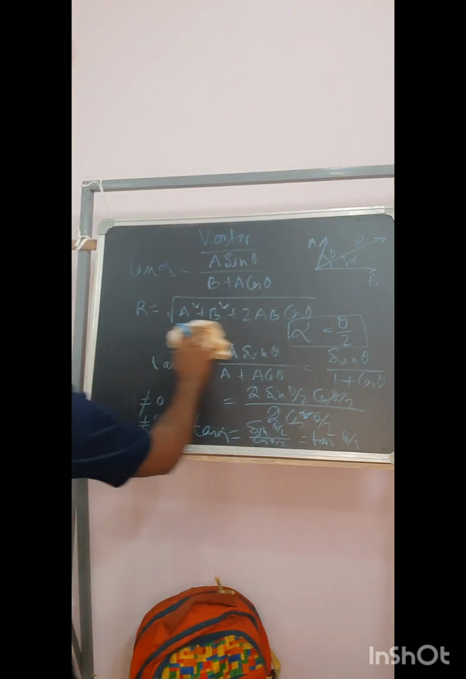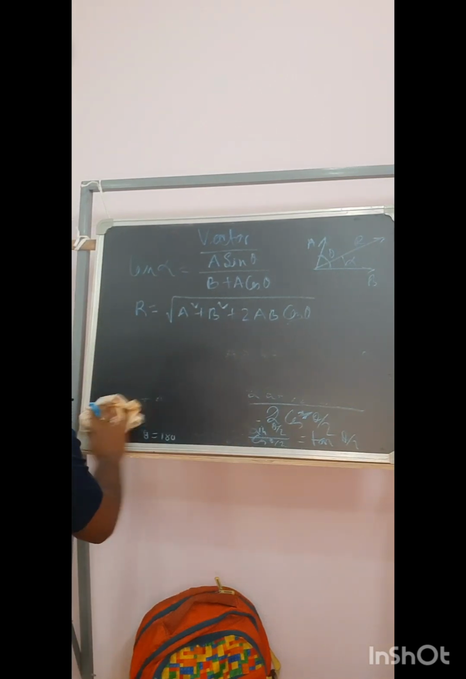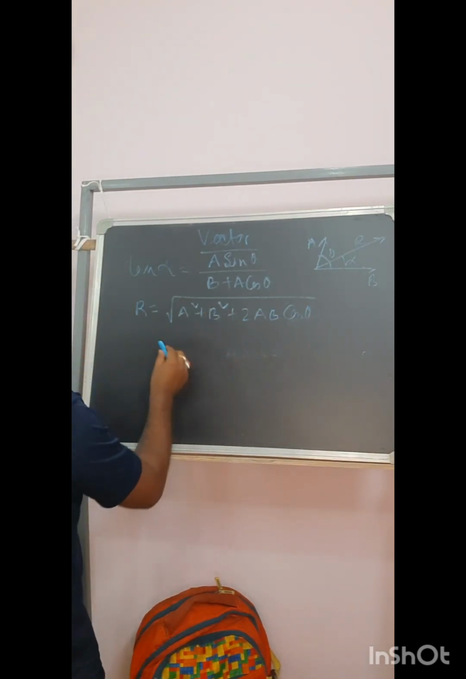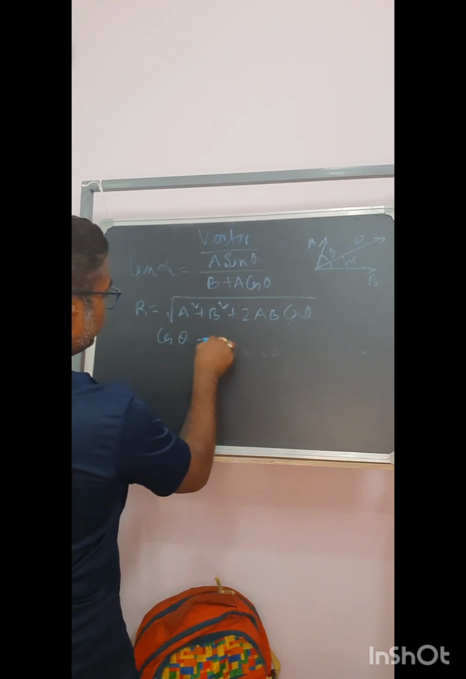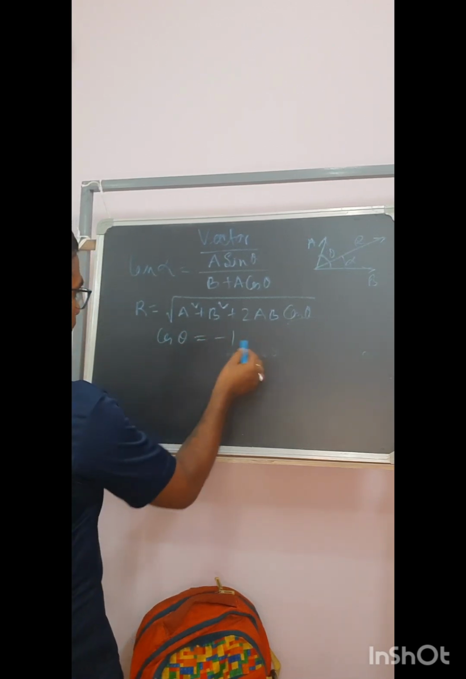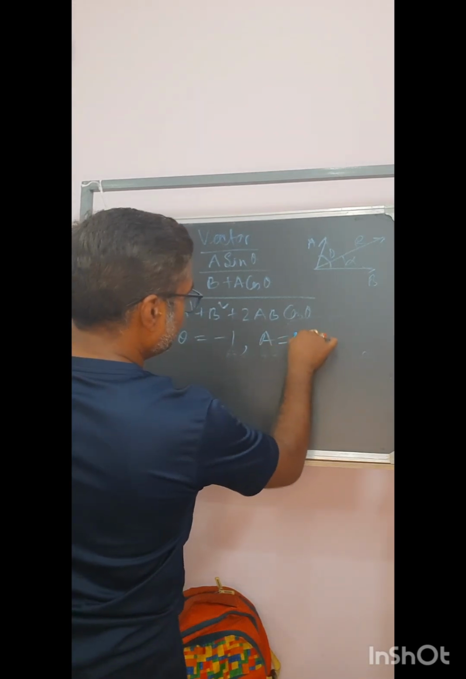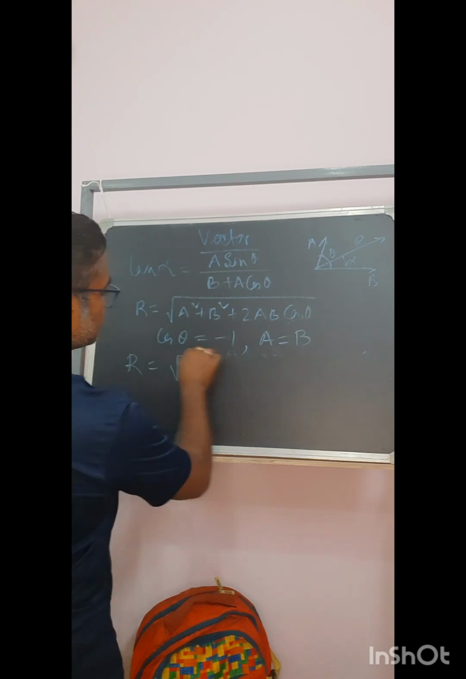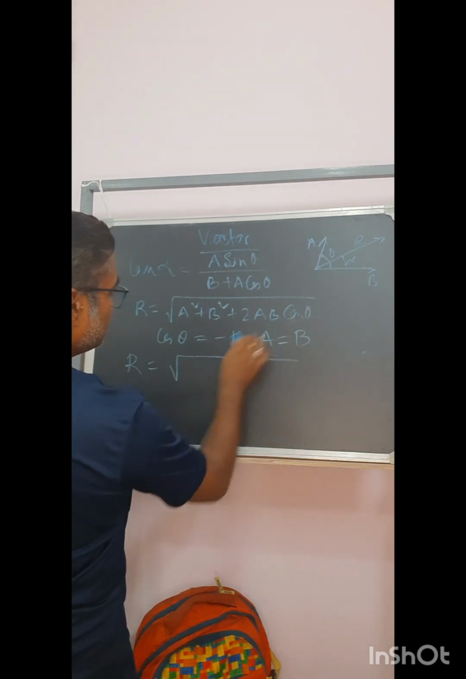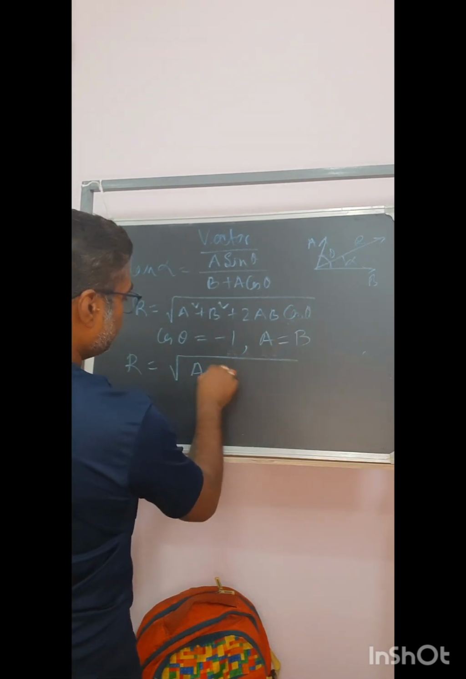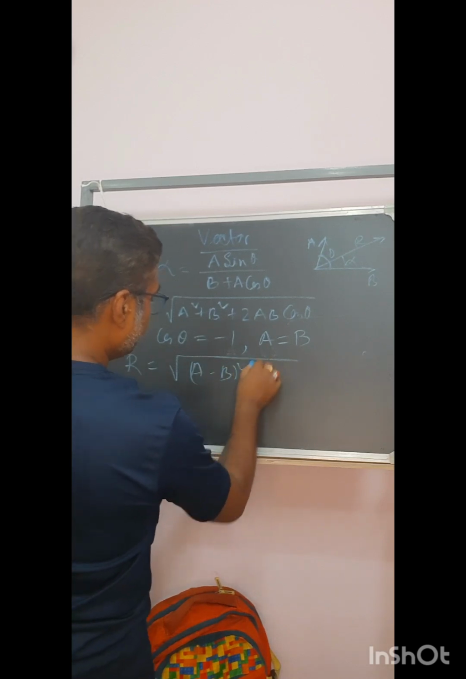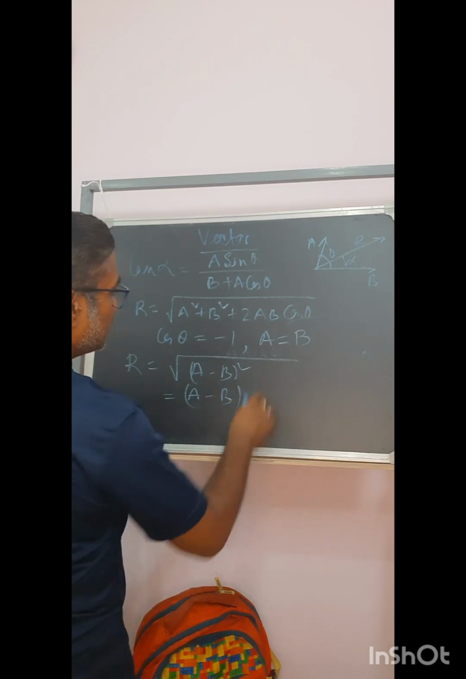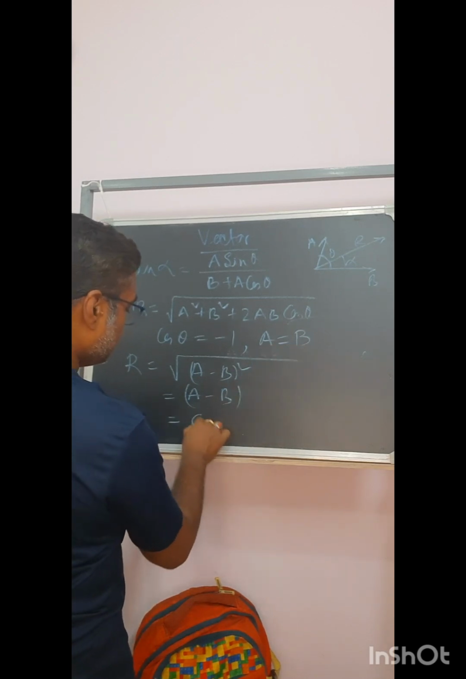Further, there is one more condition that I forgot to discuss. I discussed cos theta equal to minus 1, but together with that, if a is equal to b also, what would be the condition? In that case, if cos theta is equal to minus 1, the resultant becomes a minus b whole square, and further a minus b, and if a is equal to b, then it will be 0.